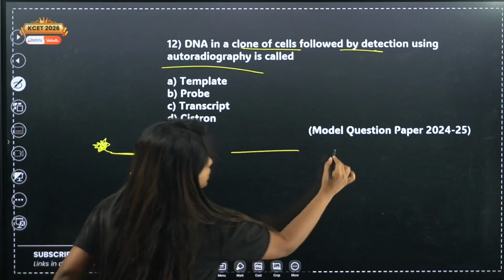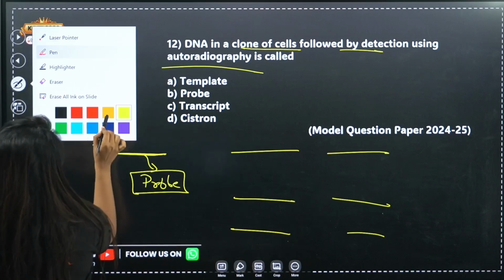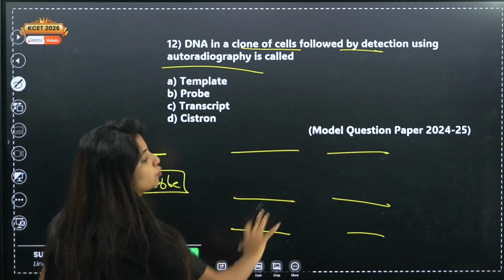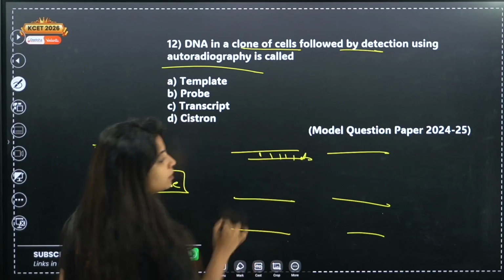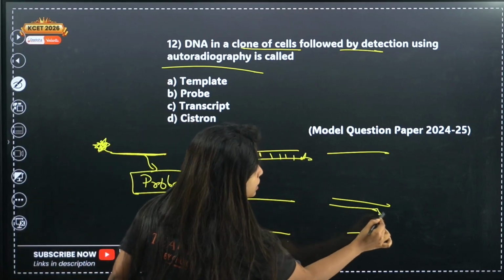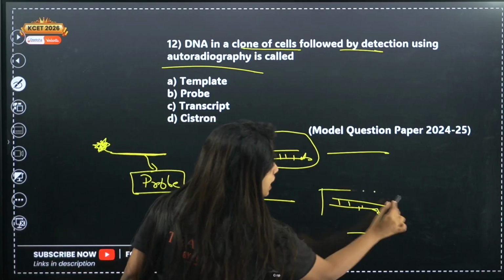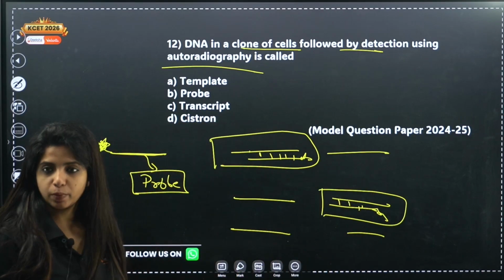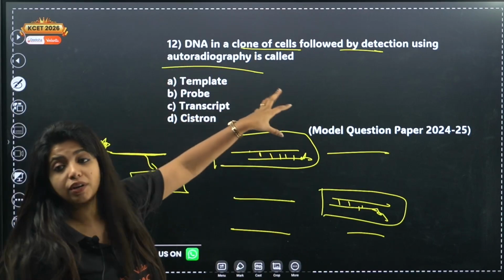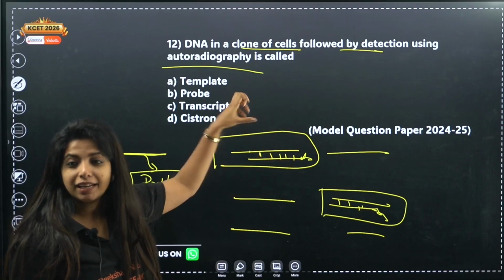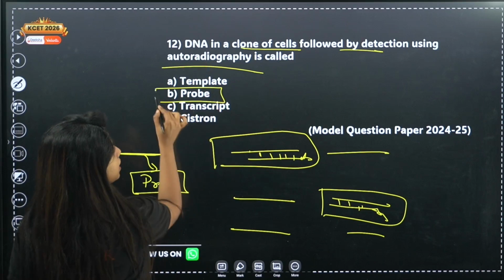Suppose I have so many different types of DNA, and now I make the probe run through them. It will only attach to where there are complementary base pairs. So basically I get to understand that this has the complementary base pair and this also has the complementary base pair. Now you are asked, DNA in a clone of cells followed by detection using autoradiography is called. Basically, the one that is detected by autoradiography is known as what? A probe.